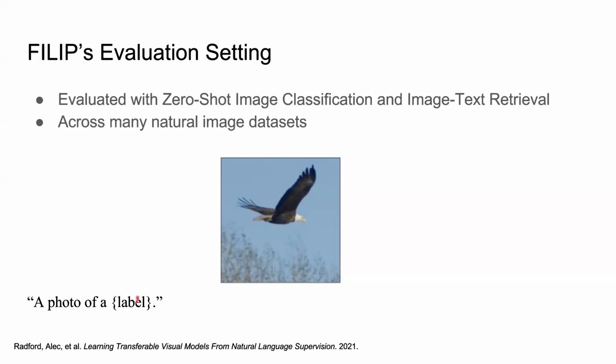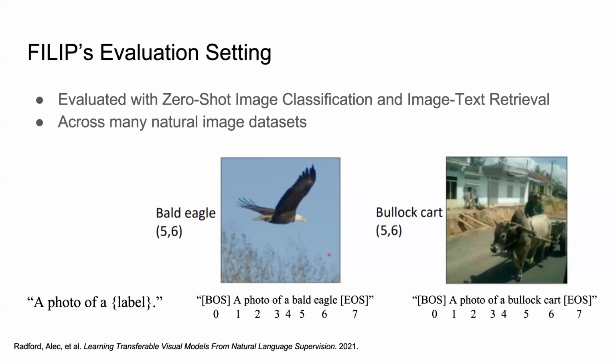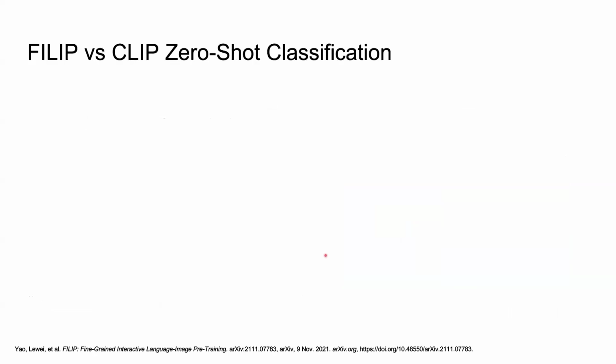They pair these templates with each image. So right here we have this template and its respective indices. The caption is then put into tokens. And so the label for this image is bald eagle. We see it at index 5 and 6. This is going to be relevant in a few slides. Here's another example of this bullock cart, majestic.